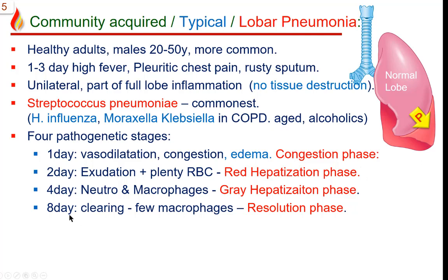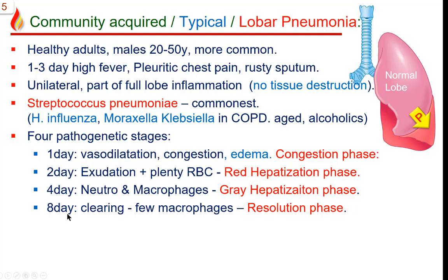And from third day, neutrophils come in, macrophages come in, they digest all the RBCs, and plenty of neutrophils and then macrophages fill the alveolar spaces. At this stage, the involved lobe is gray and heavy, and that's why it's known as gray hepatization.